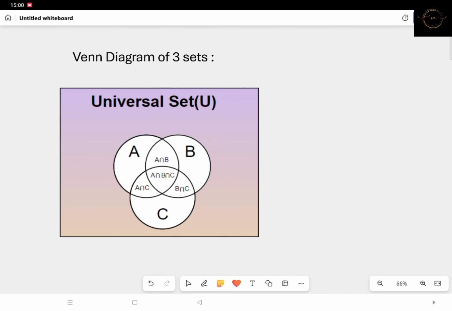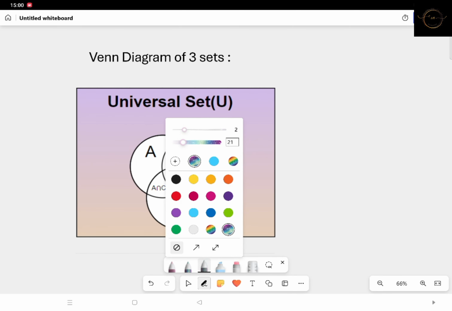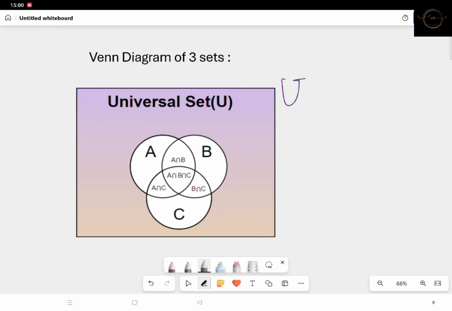Now, till now we have dealt with two sets. If the question of three sets comes, how will the Venn diagram of three sets look? So here, look, the universal set is represented as U, and here three sets are taken, A, B and C. So what will be this part? This is the intersection part of A and B, so it's written A intersection B. This part will be the intersection of A and C, so it's written A intersection C. This part will be the intersection of B and C, so it will be B intersection C.